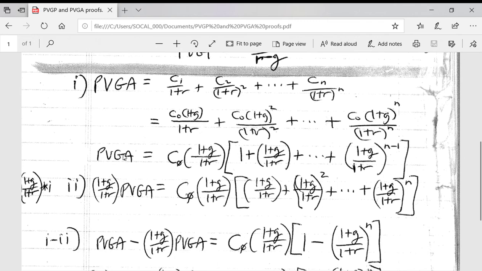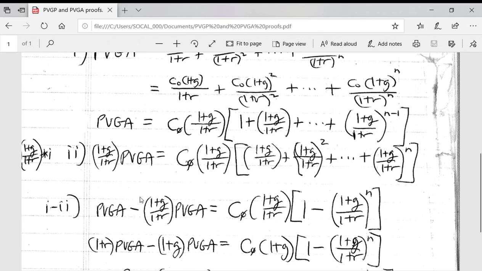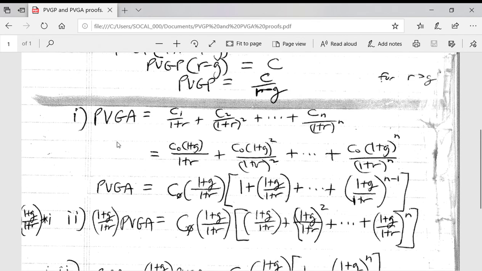So this is our equation 1 now. And now what I'm going to do is create equation 2 by multiplying both sides of the equation, left side and right side, by 1 plus g over 1 plus r. So over here I get 1 plus g over 1 plus r times the present value of the growing annuity. And then of course over here, this doesn't change, but the 1 becomes 1 plus g over 1 plus r, and this becomes 1 plus g over 1 plus r squared, and so on, and the last term becomes 1 plus g over 1 plus r to the n power. Okay? Now, as has always been the case in these proofs, we start with a definitional equation, then we multiply both sides of the equation by a factor, and now we just use logic.